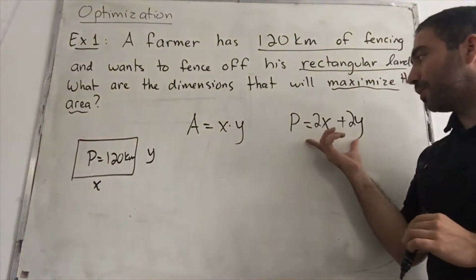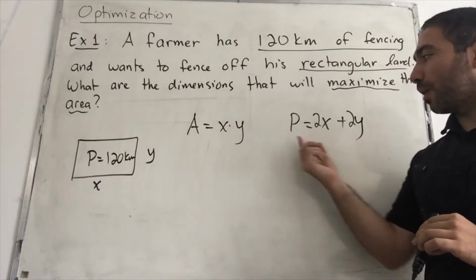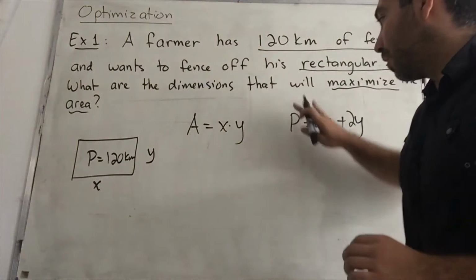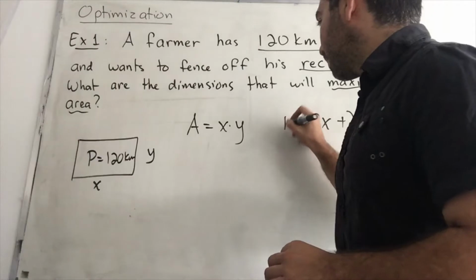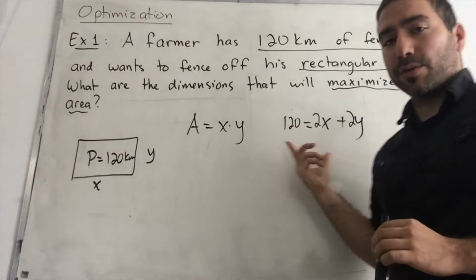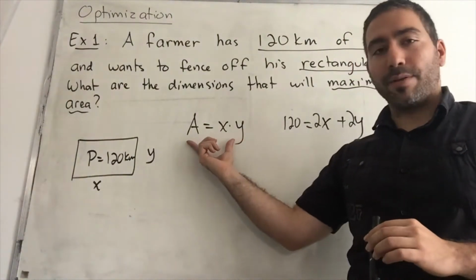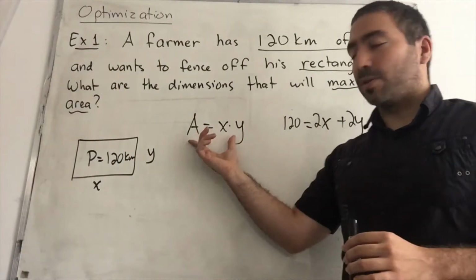But anyways, this is our new equation that we have. We have x, y, and we know what the perimeter is. They give us that the amount of fencing is 120 kilometers. So our p is 120. So what we could do now is solve for one of the variables, either x or y, and then substitute it into the area formula, allowing us to express it in terms of a single variable.